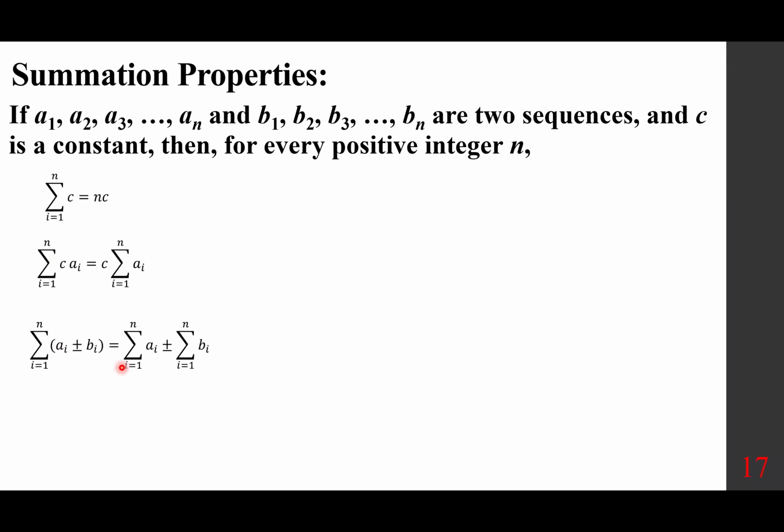If you're adding or subtracting, you can put them into two different formats. The summation of a sub i plus b sub i is the summation of a sub i plus the summation of b sub i, both of them going from i equals 1 to n, or if you're looking at their difference.